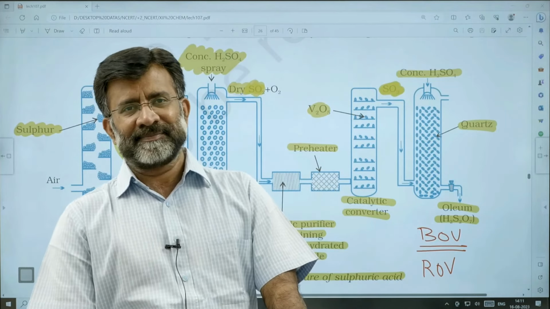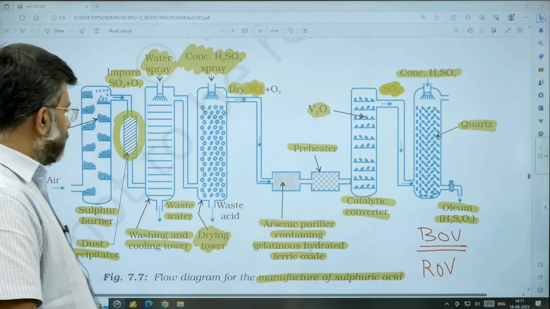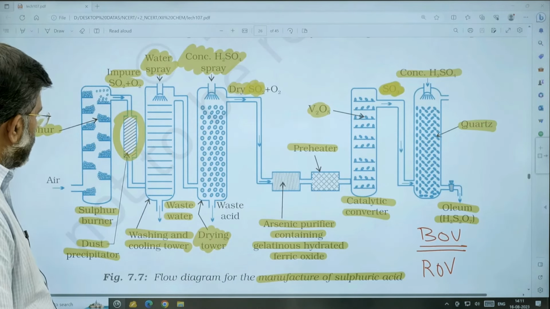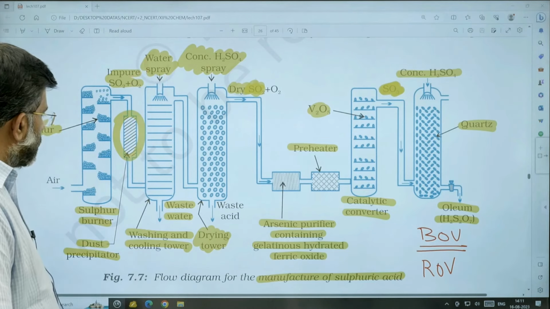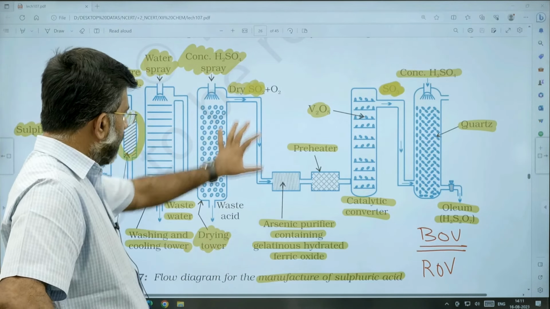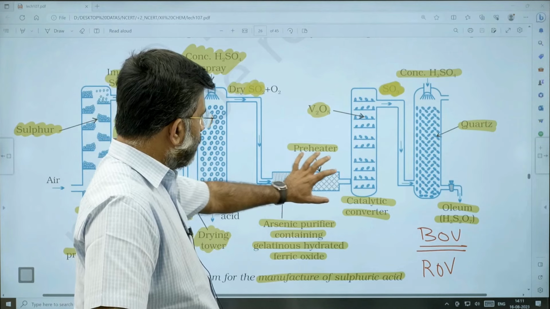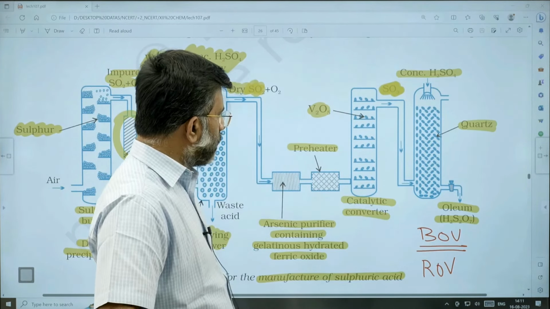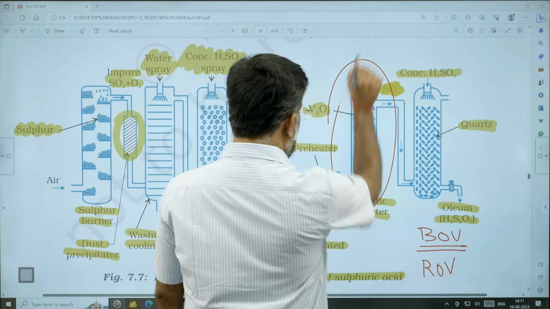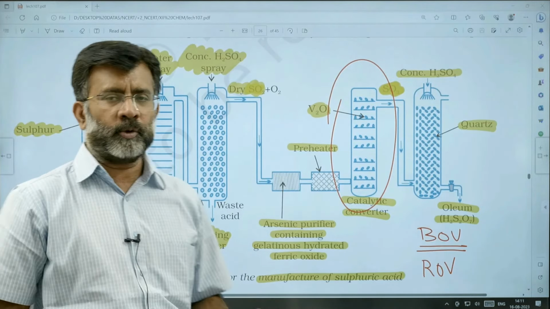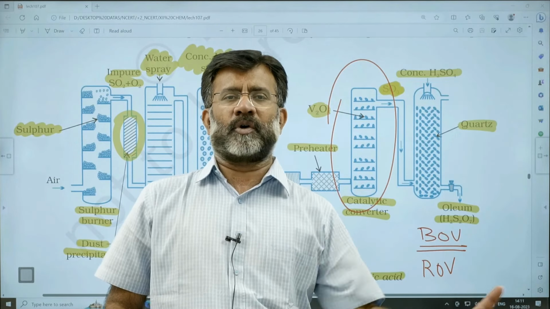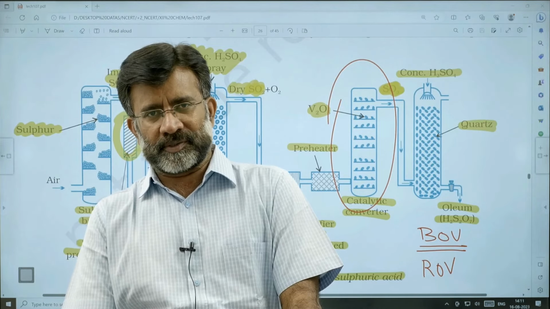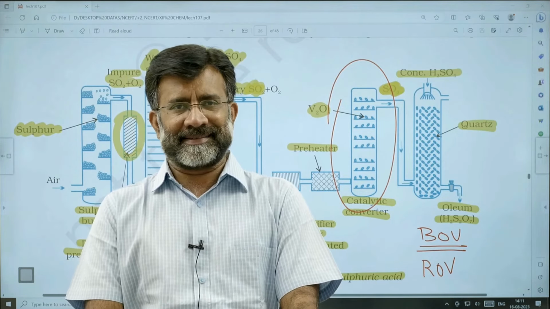Is it clear? So what are the procedures involved? In a sulfur burner, SO2 is produced. All the dust particles are removed. All the impurities are washed away. It is made dry, and arsenic impurities are removed here. Upon heating, it moves to the catalytic chamber where the core reaction happens. Here the core reaction is happening: SO2 is converted to SO3, and that SO3 is absorbed and converted to oleum. This is the commercial contact process, preparation of sulfuric acid. Is it clear?